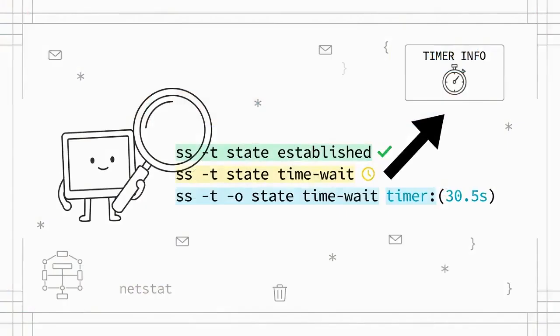Finally, ss includes a powerful state filter that turns raw socket listings into surgical queries. Run ss -t state established to see only active TCP sessions, or ss -t state time-wait to track sockets draining after a connection close. Add the -o flag, like ss -t -o state time-wait, and ss prints a timer column showing exactly how many seconds remain before each time_wait socket expires, perfect for diagnosing connection churn and tuning your keepalive settings.